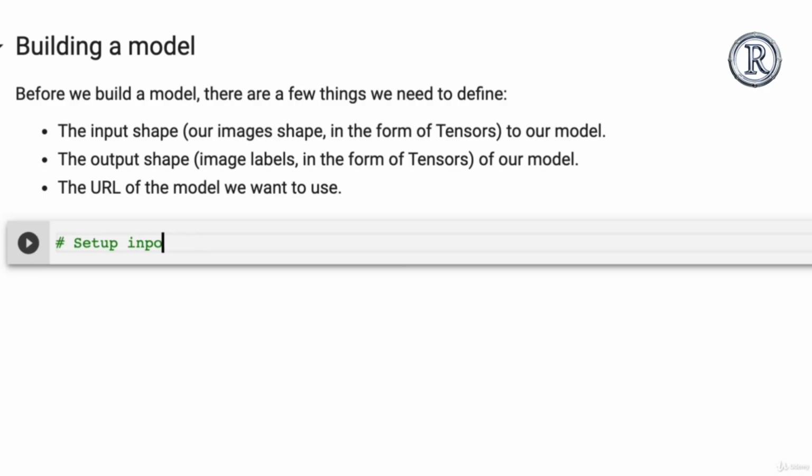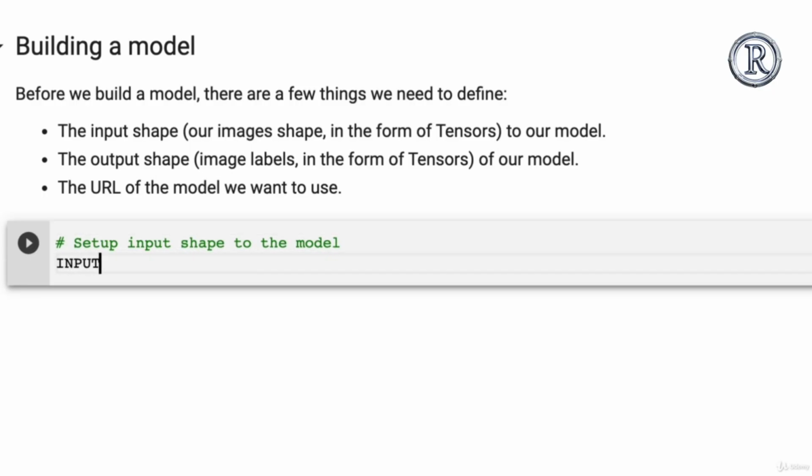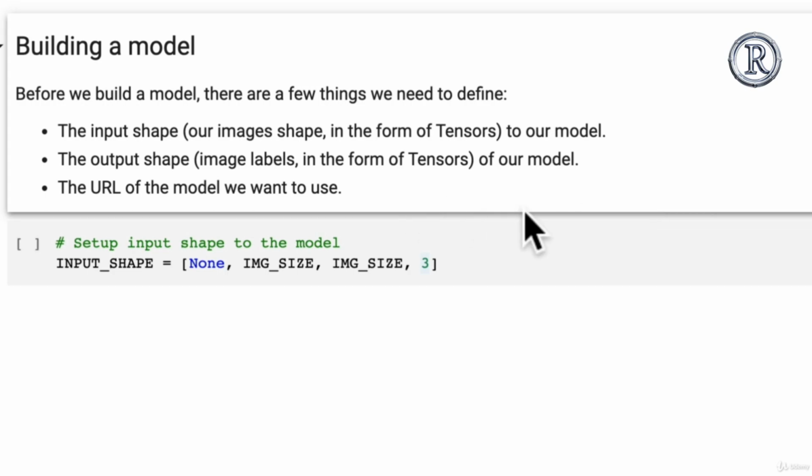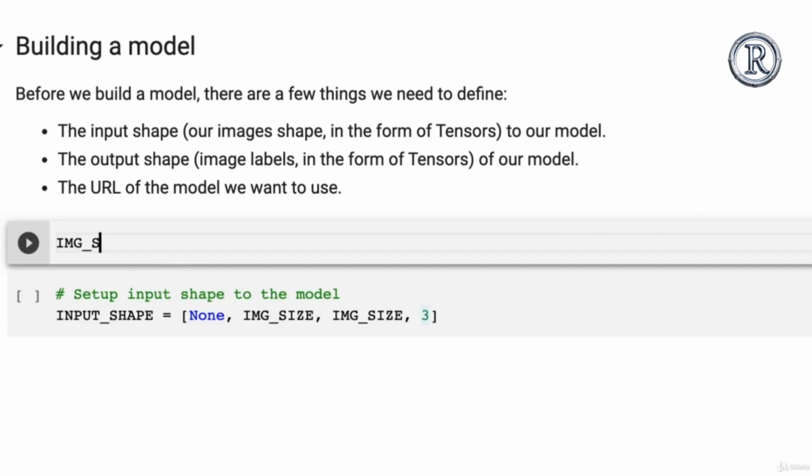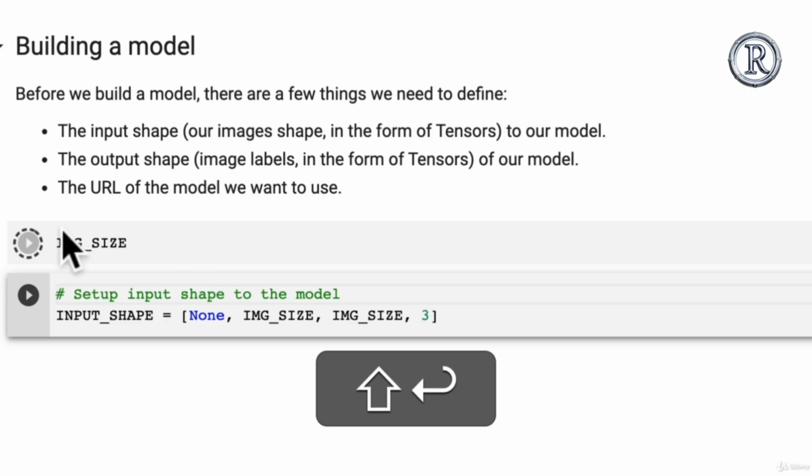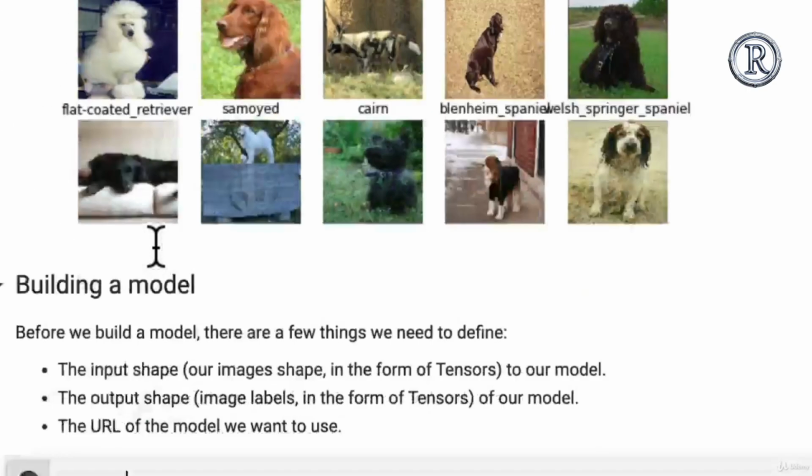Set up input shape to the model. And now I'm going to define this as what it is, and then we'll figure out where these come from in a second. But I want you to have a think about what this might be. So where have we seen None, image size, 3 before? If we go here, remember what image size is? 224.